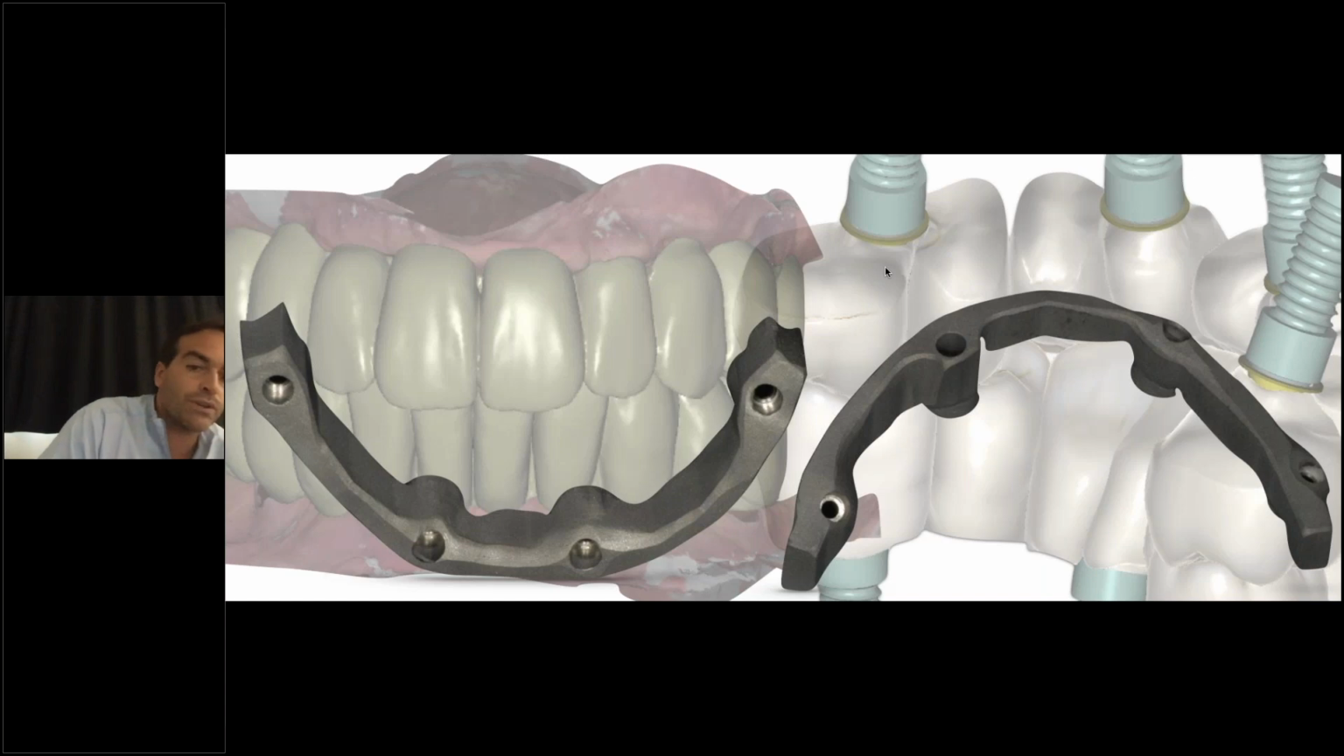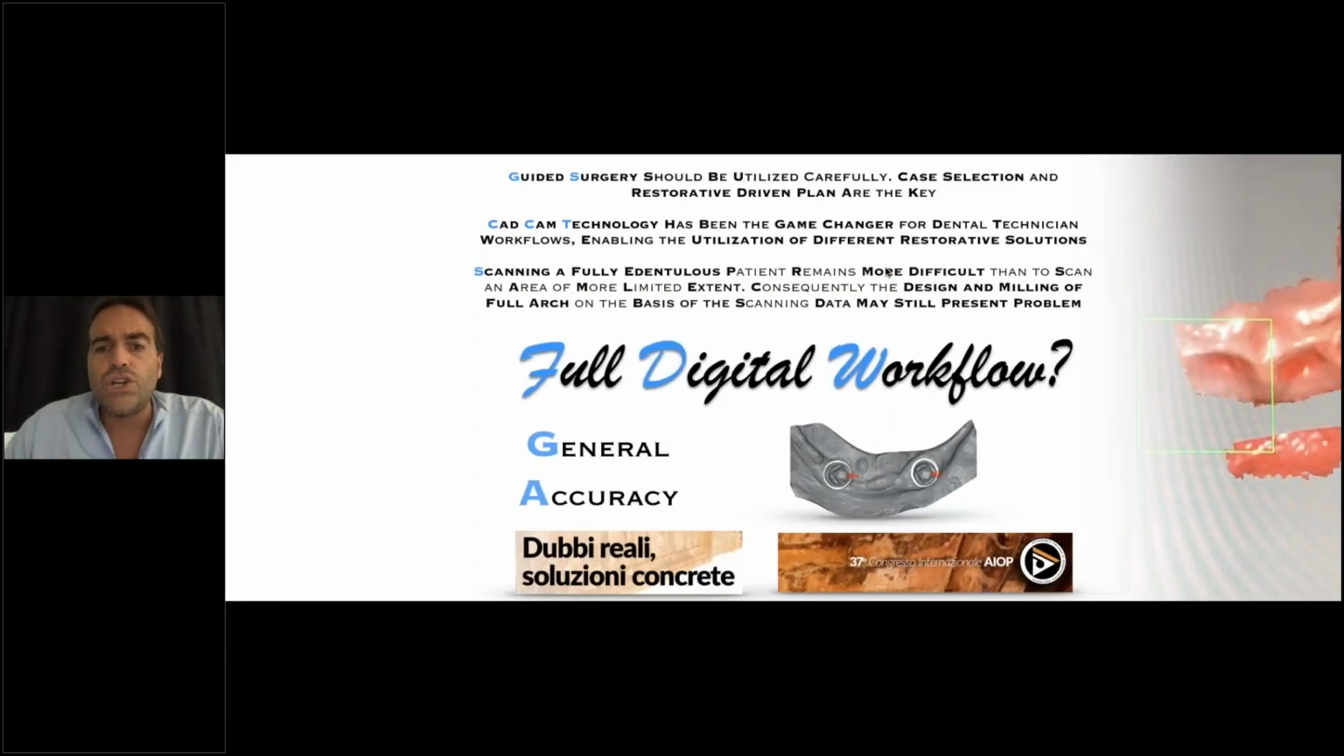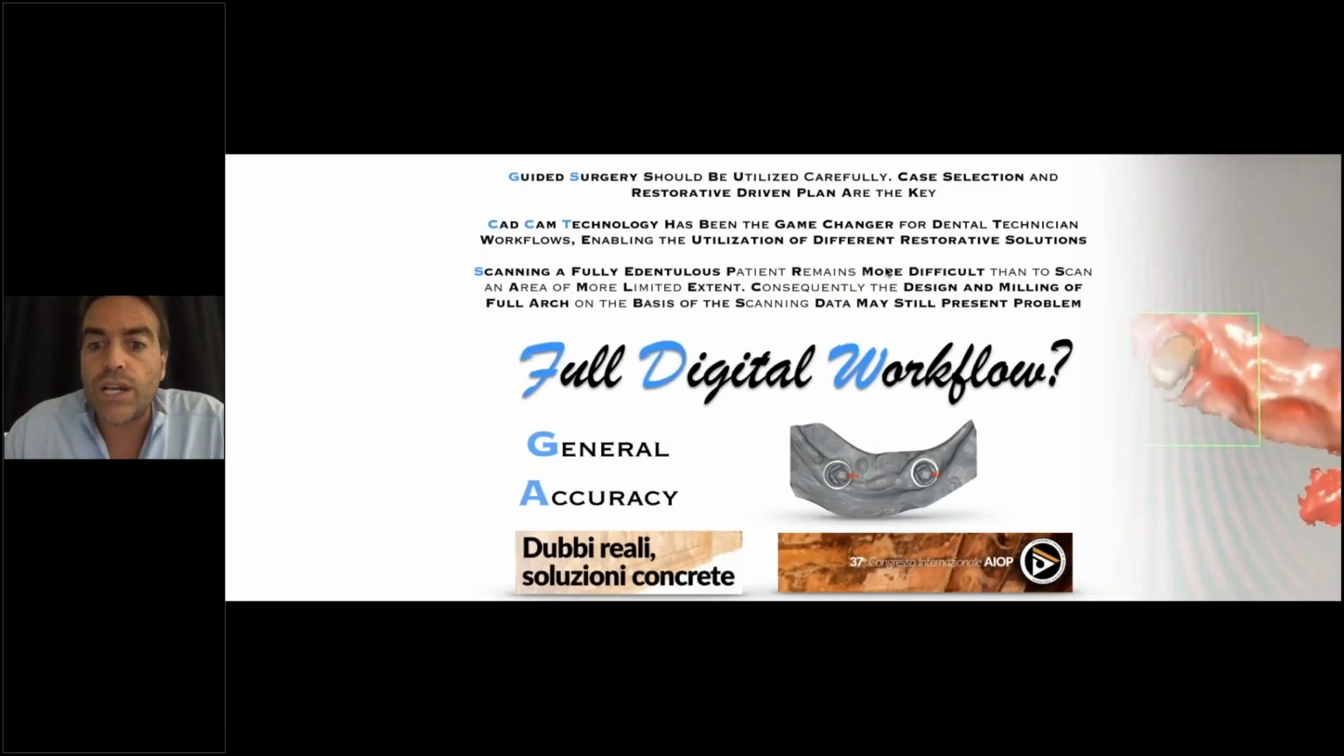Which are the materials? What are the solutions nowadays that we are utilizing? We are not going anymore for full monolithic zirconia rehabilitation, but we like to have a combination of a titanium bar on top of which we are cementing a cubical monolithic zirconia restoration. Sure, we also have a screw retained prosthesis, avoiding the cementation and having something which is easily retrievable. So to conclude, in full arches, are we full digital?